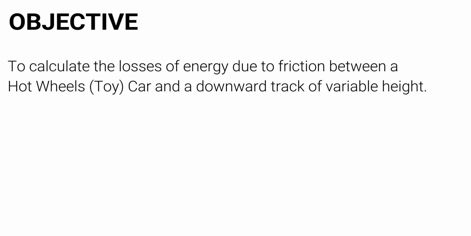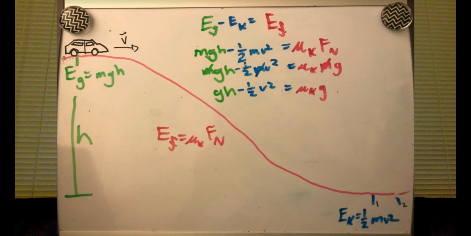The objective of our project is to calculate the losses of energy due to friction between a Hot Wheels car and a downward track of variable height. We will accomplish this objective by calculating velocity and height of the track. With these values known, we can find the potential energy at the top of the track and the kinetic energy at the end of the test. The difference between these two values will result in the energy loss due to friction.